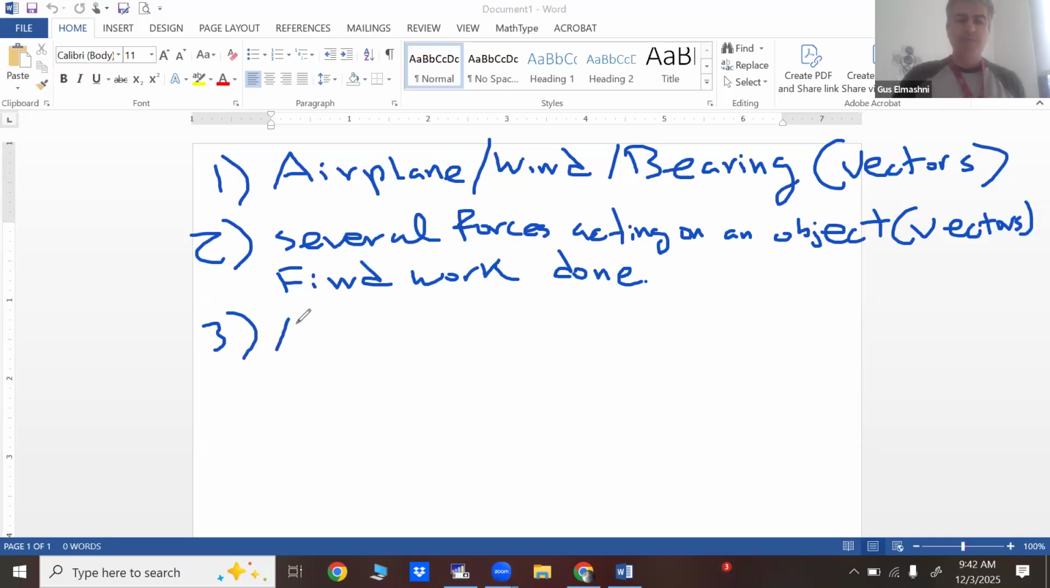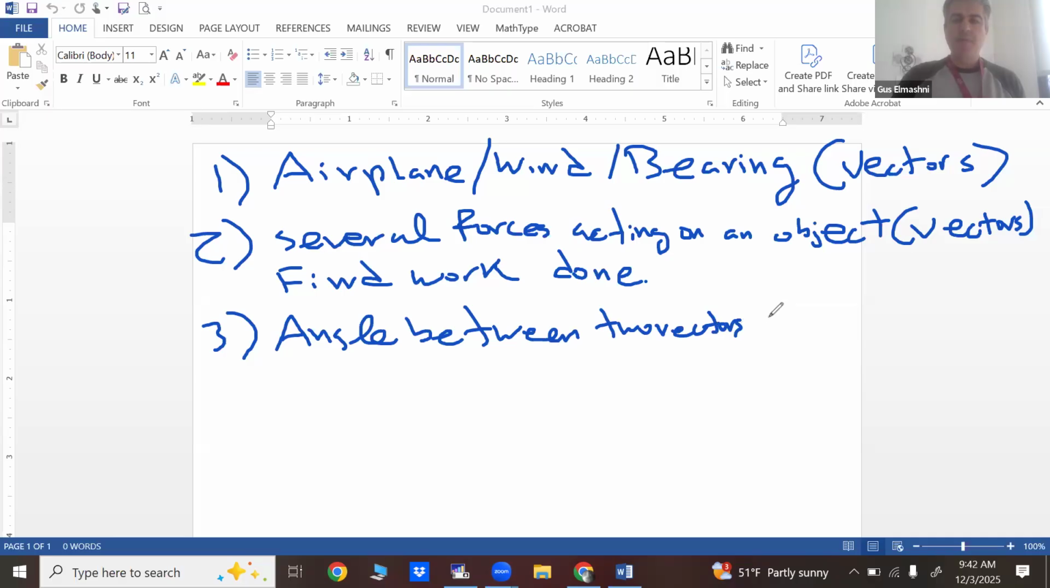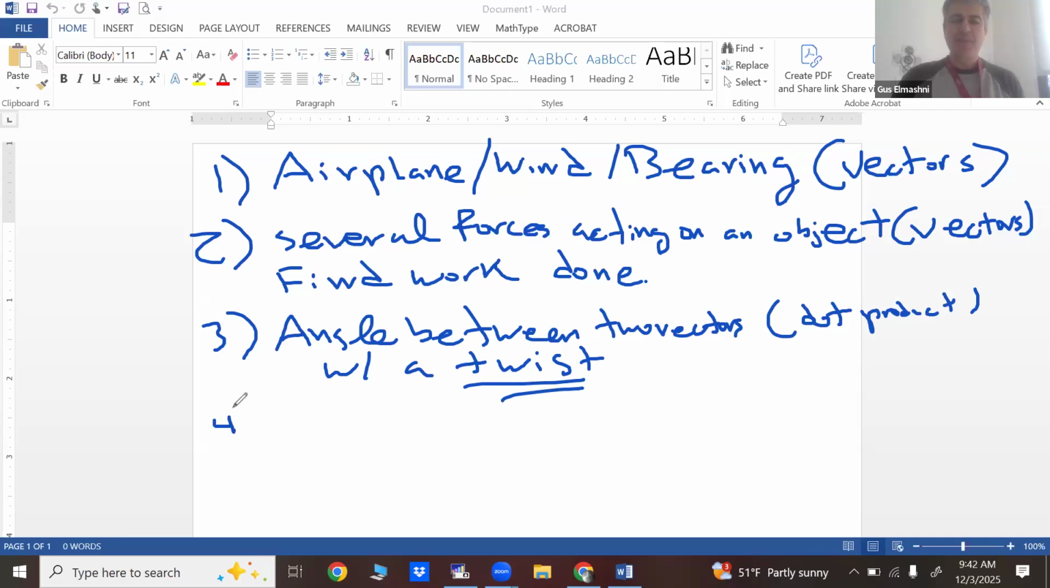Angle between two vectors. So that's going to involve a dot product. However, with a twist. And you'll see. I'm not going to say what the twist is. Actually, I will tell you a little bit. It's going to involve some triangles. I'll just leave it at that.